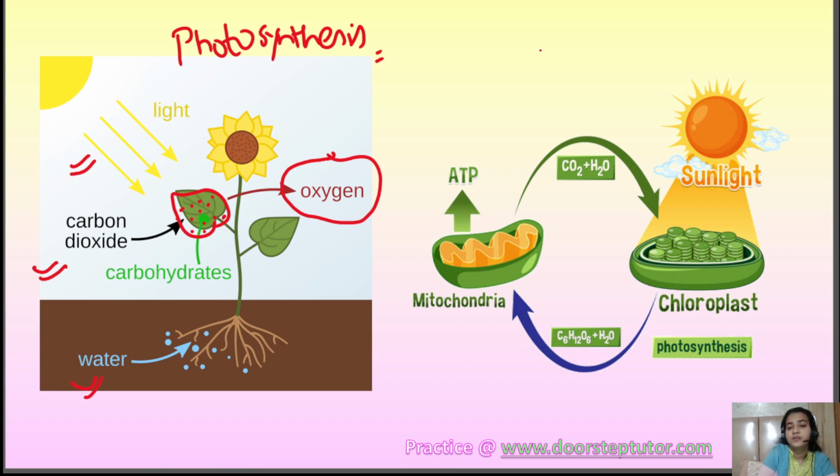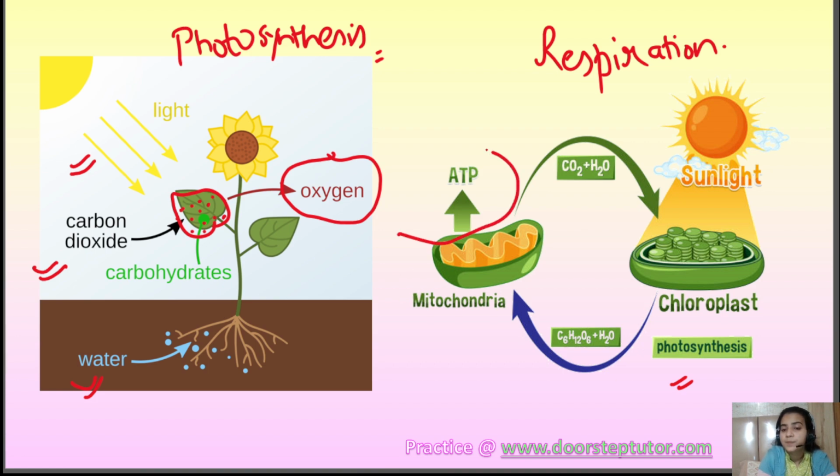While in the case of respiration, we can see that the energy which was synthesized as a result of photosynthesis is now converted into ATP by using the mitochondria or some other organelles. Now, after this, CO2 and water are released in the process of respiration. So, these were some basic differences between photosynthesis and respiration.